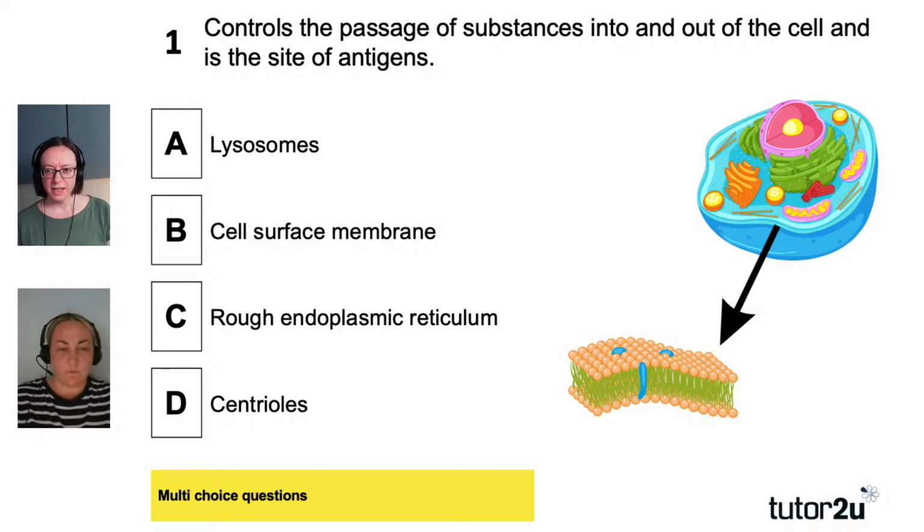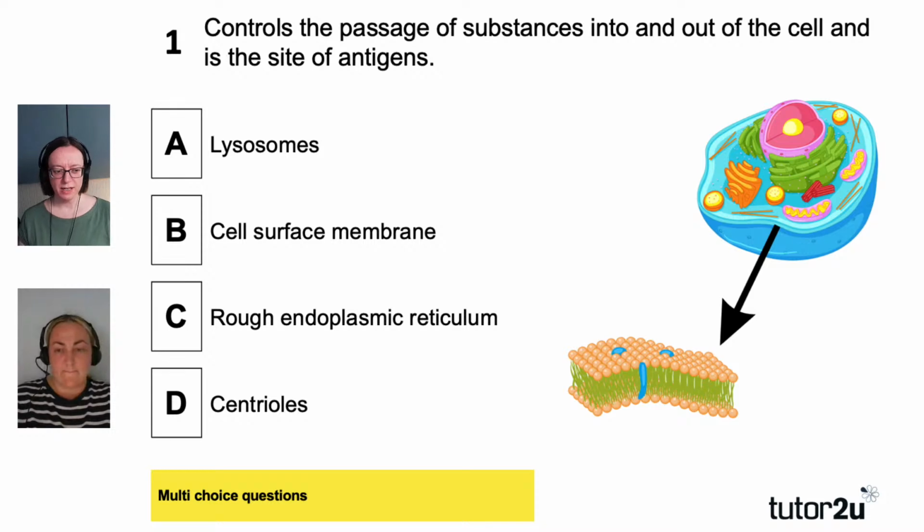You go ahead, Liz. Yep, so all of these questions have that diagram of the animal cell, and then an arrow showing something in more detail. So this arrow is pointing at something that controls the passage of substances into and out of the cell, and it's also the site of antigens. So is this A, lysosomes, B, cell surface membrane, C, rough endoplasmic reticulum, or D, centrioles? Anyone at home, if you think you know, just type the letter in the chat for us.